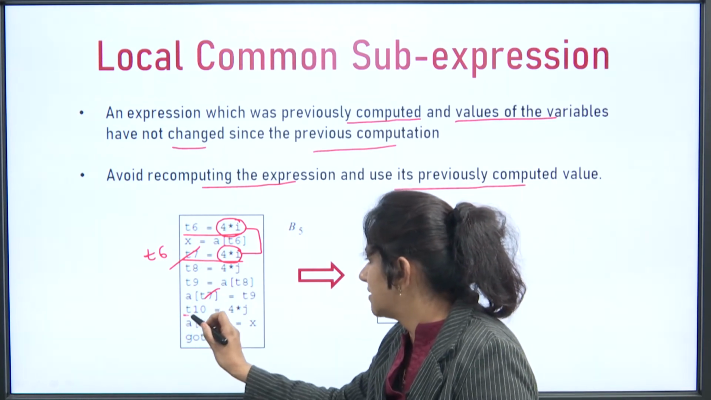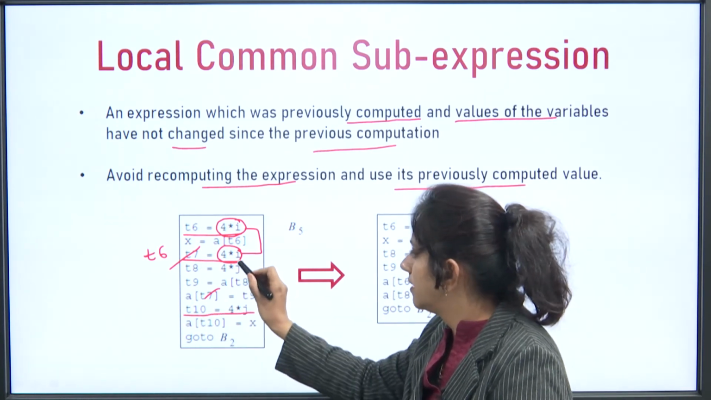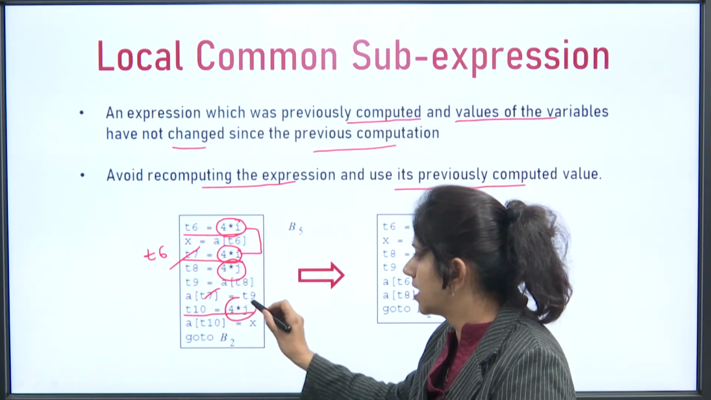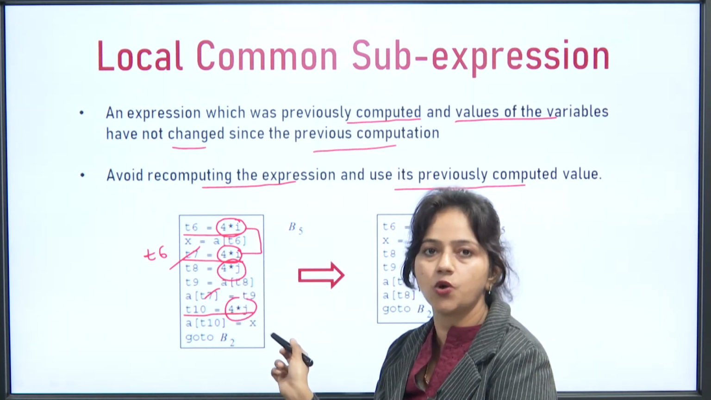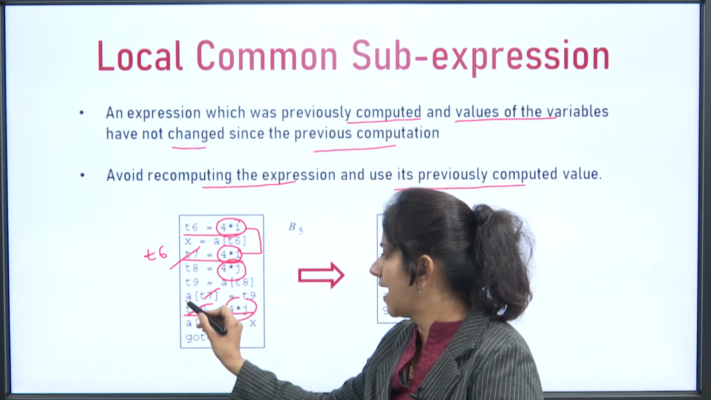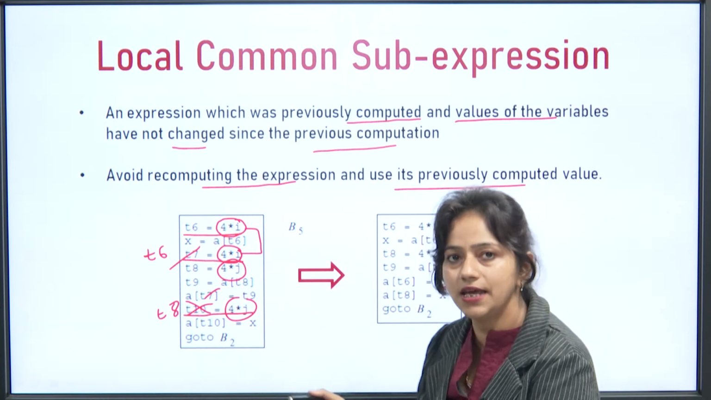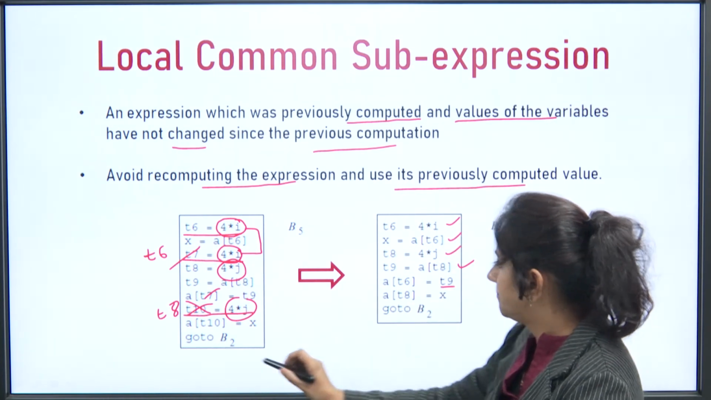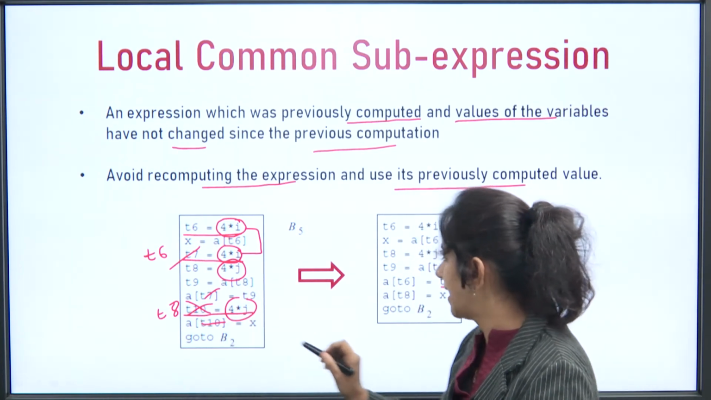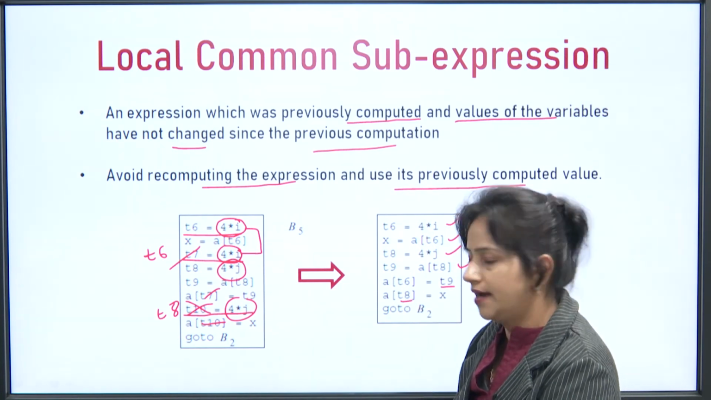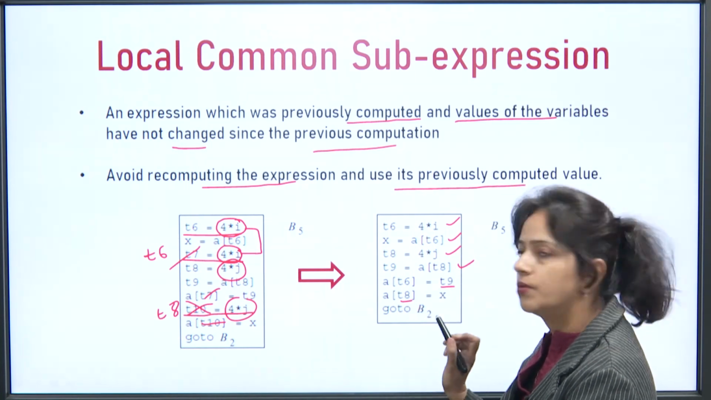Now T10 is equal to 4j. Again this is 4j and this is 4j, and in between, the value of j is not changed. So again we can eliminate this, and wherever T10 is there we can write T8. So in place of T10 we write: a at T8 is equal to x, go to B2.